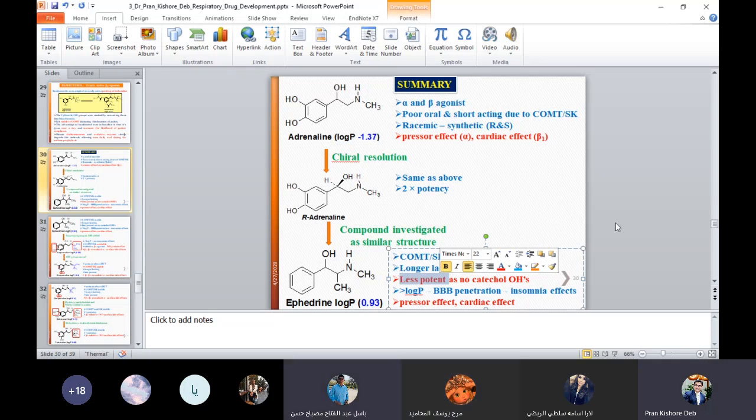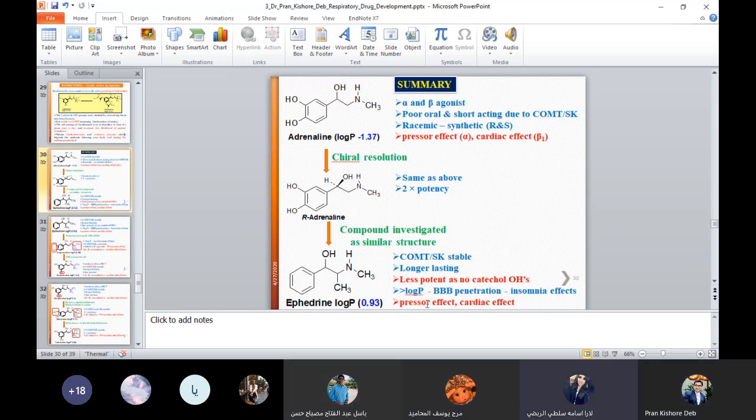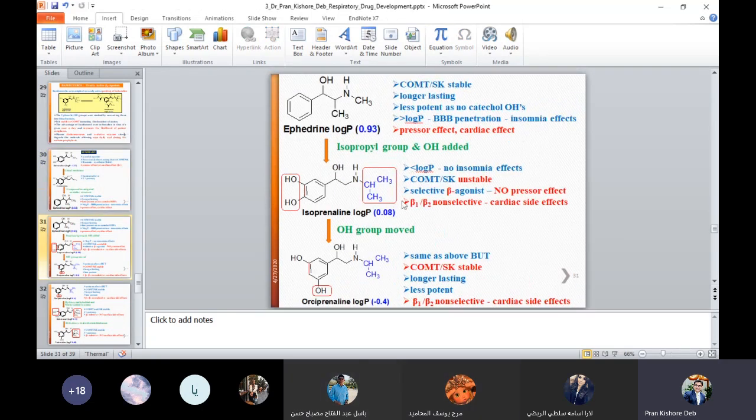And what was another additional disadvantage? Cardiovascular and pressure side effects are common, the same as adrenaline. But what was the additional disadvantage? More CNS side effects, because of more log P. Removal of the OH group and introduction of the methyl group increases the lipophilicity. So it increases the log P, which allowed penetration of the blood-brain barrier and causes the insomnia side effect. To overcome the side effects, they introduced the catechol group again and discovered isoprenaline.